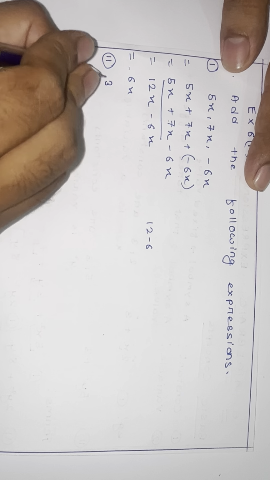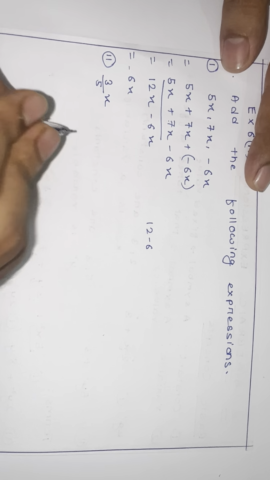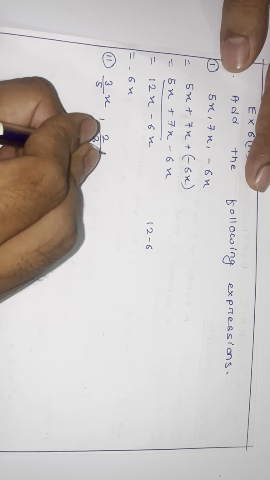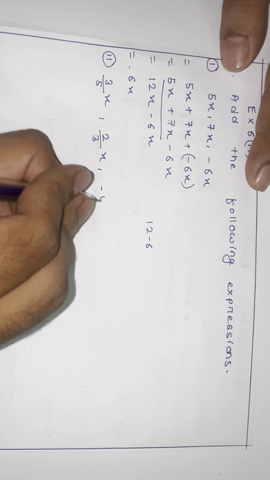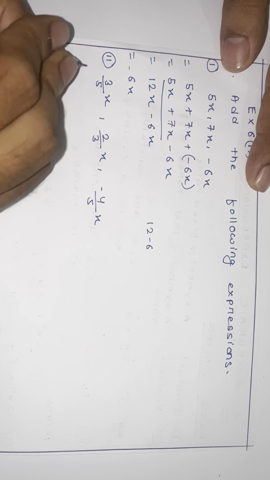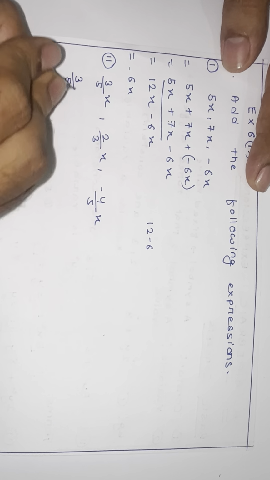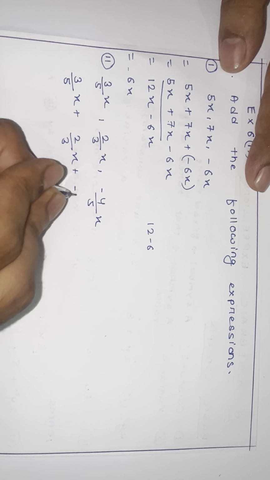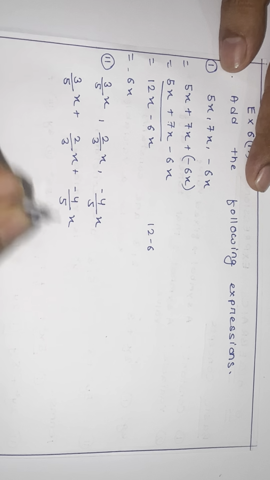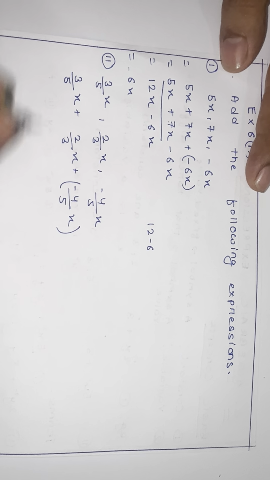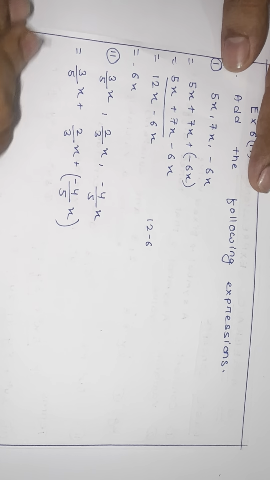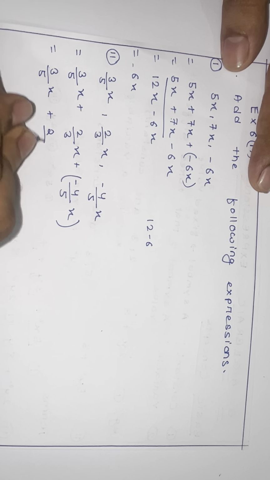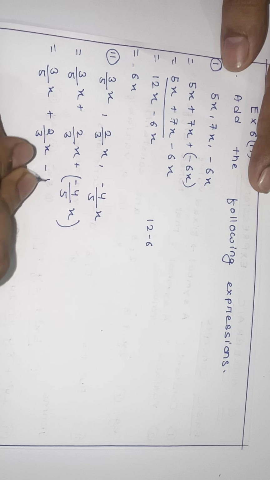3 by 5x, comma, 2 by 3x, comma, minus 4 by 5x. So just put a plus sign in between them. 3 by 5x, 2 by 3x, minus 4 by 5x. Because it is negative, I'm putting a bracket. So it will become 3 by 5x plus 2 by 3x minus 4 by 5x.